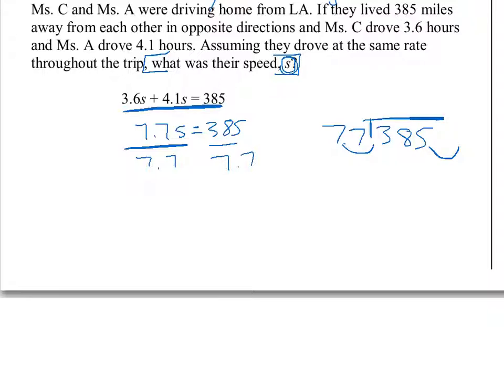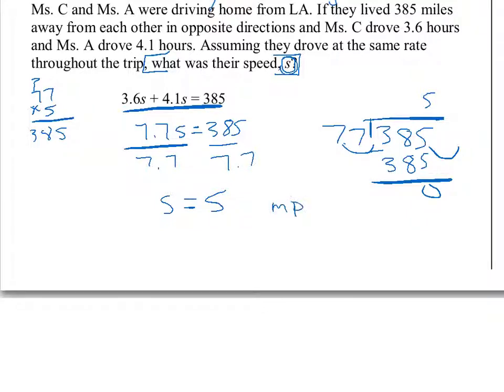77 goes into 385. I'm going to estimate 77 is close to 70. 70 would go into 380 at least 5 times, so I'm going to use that as my starting point. 77 times 5. Let's see what that is. That seems to come out perfectly for me. 385 goes in exactly 5 times. 385 minus 385 is 0. So my answer is S is equal to 5 miles per hour.